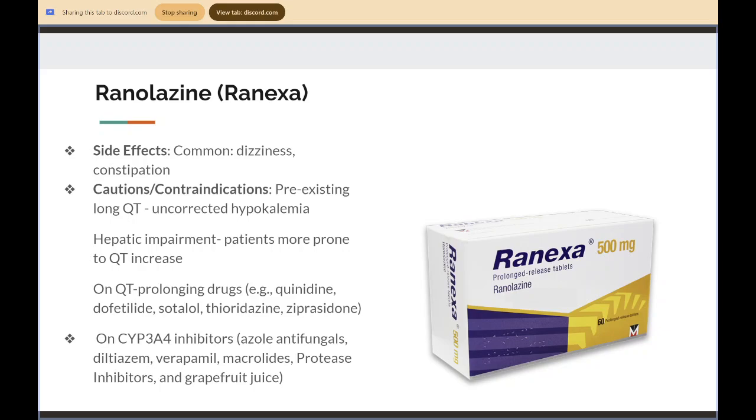And if they're on CYP3A4 inhibitors, such as azole antifungals, diltiazem, verapamil, macrolides, protease inhibitors, and grapefruit juice.